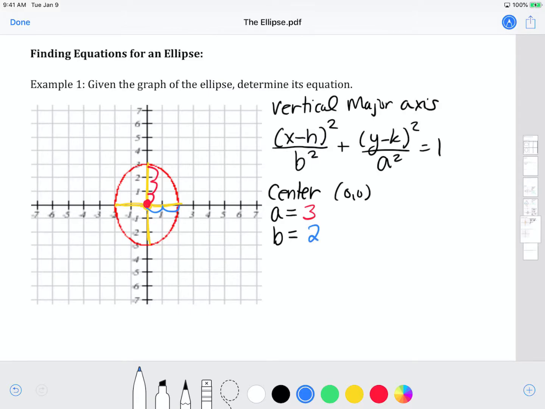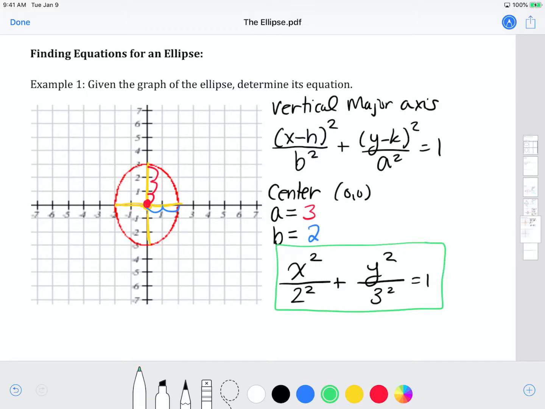So B is 2. So when we put this all together, I have x minus 0 squared, and we don't have to put the 0 in there. I can just leave it as x squared. If you want to, you can, but you don't have to. Over b squared plus y squared, or you can write it as y minus 0 quantity squared, over a squared, which is 3 squared, is equal to 1. So here is our equation for this graph of the ellipse.